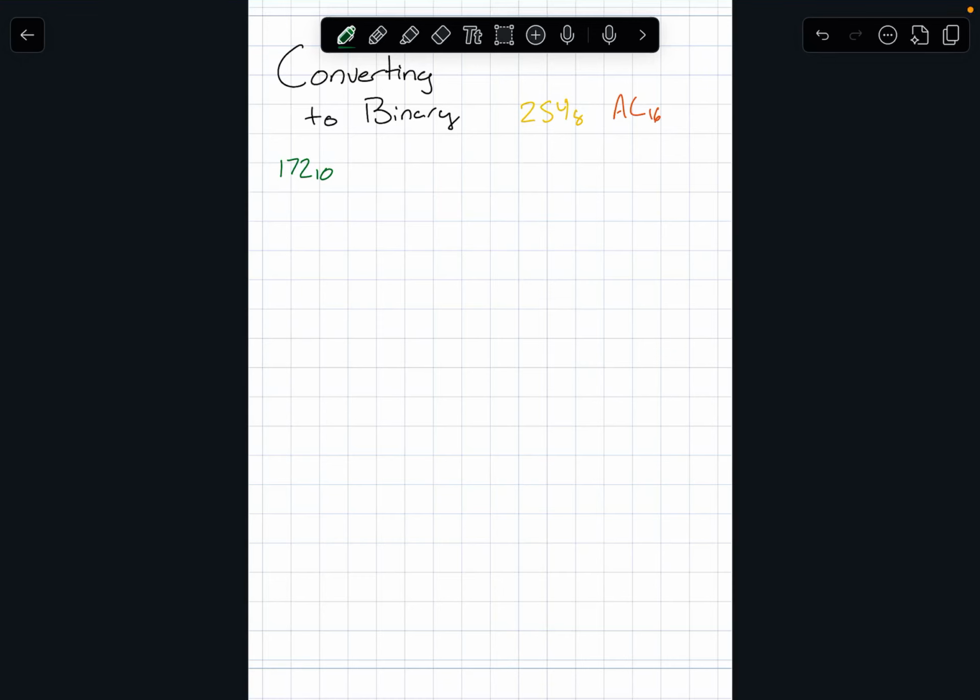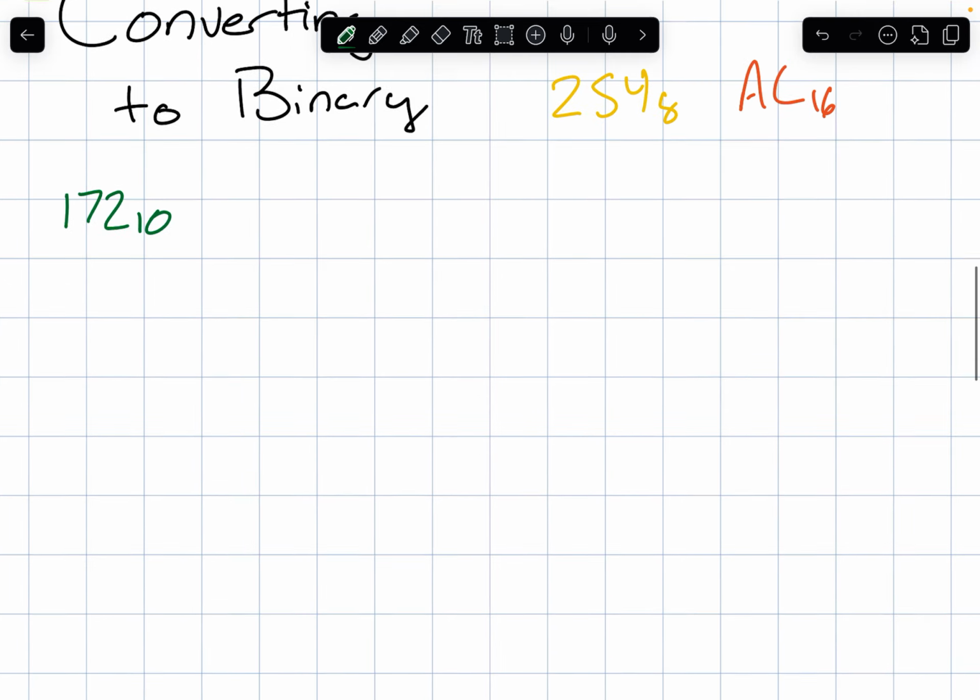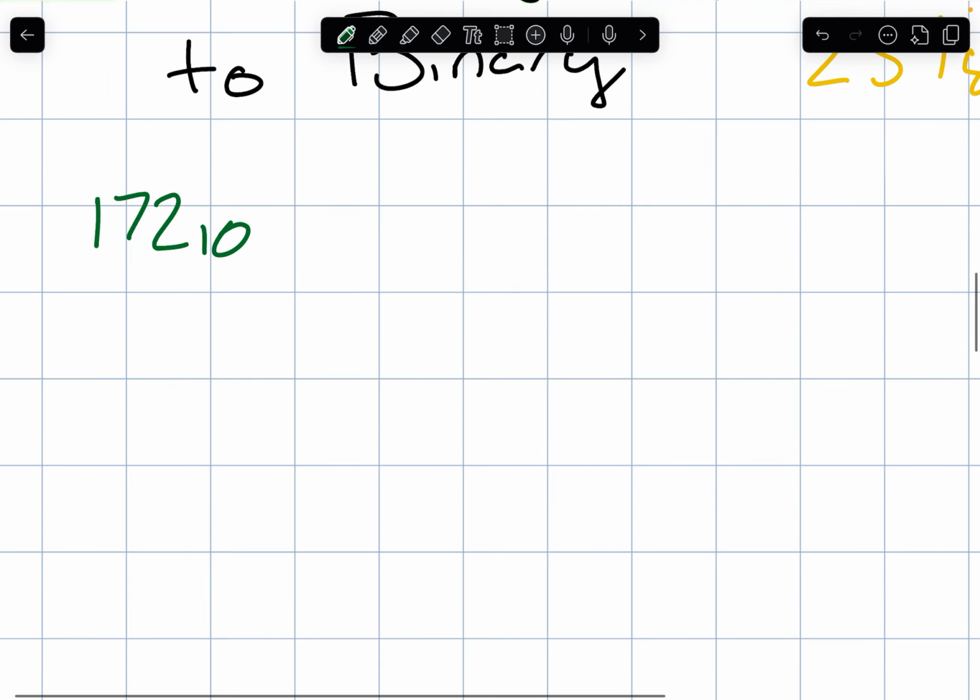Okay, so today we're going to be covering converting to binary. We're going to be starting off here with base 10, but before we do that, we just want to go back to our basic number system. Obviously, we use base 10 nearly every day, and most people think binary is a little confusing. There's really not all that much to it.